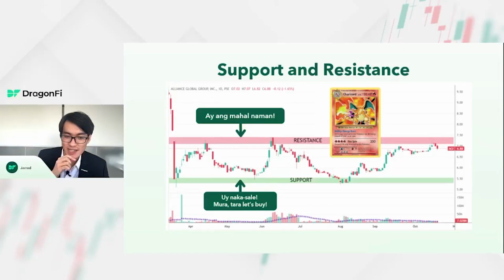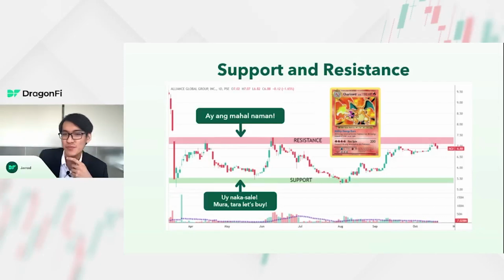So support is basically a price level na two buyers, they think na, uy, mura yan, let's buy. So once the stock price hits the support level, buyers think na mura na siya, and the price will go up because there's a lot of demand, right? A lot of people will scoop up the shares, right? They'll scoop up the Pokemon card kasi sobrang mura na in their opinion, in their view. So that is support. Next naman is resistance.